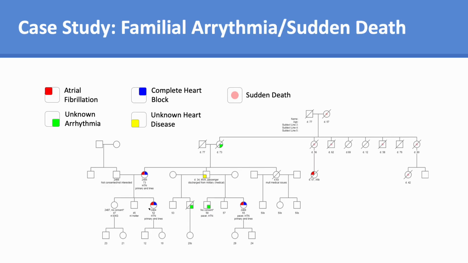A patient was referred to our cardiology department with a personal history of atrial fibrillation and complete heart block, which is to say the electrical signals are unable to pass from the atria to the ventricles in the heart. They came from a family with a 4-generation history of unexplained sudden death and various arrhythmia-related phenotypes.